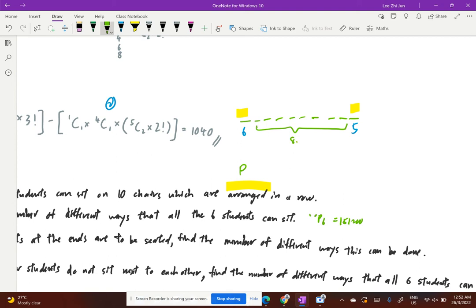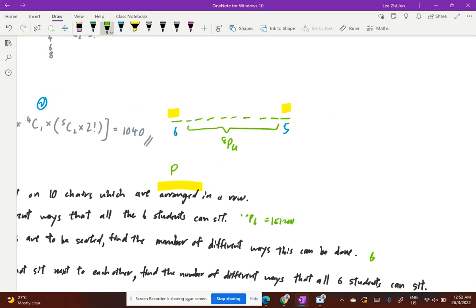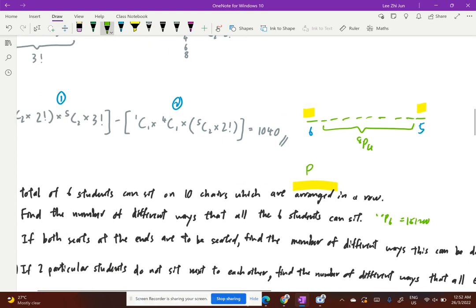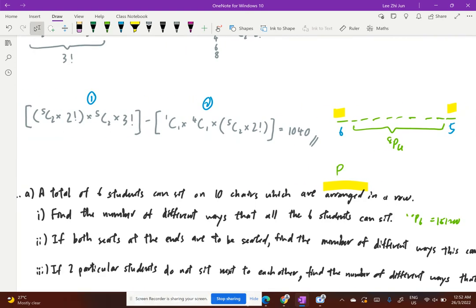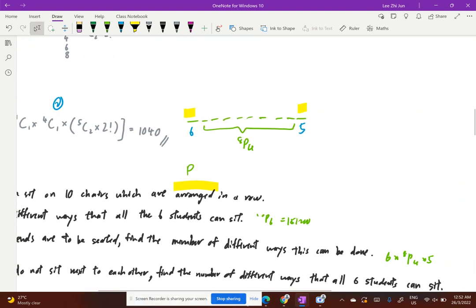So there are 4 students left, so 8P4. So the answer will be 6 times 8P4 times 5. Later we will see the answer. If two particular students do not sit next to each other, find the number of different ways that all 6 students can sit.